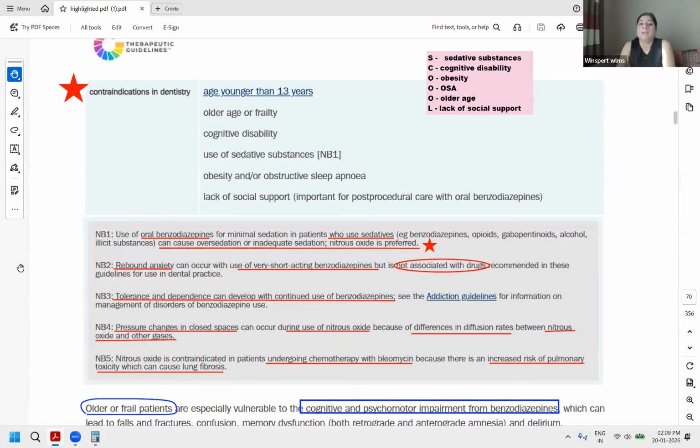Contraindications of BDZs: cannot be given in pediatric patients, only from adolescents. 13 and below, don't give. Older patients, don't give. Cognitive disability, don't give. Using any other sedative agent, do not give. Obese, obstructive sleep apnea, do not give. Lack of social support, somebody caretaker at home, do not give. So any sedative substances, any cognitive disabilities, obesity, OSA, older age, and lack of social support, and not in children below 13. So those are your contraindications of BDZs.